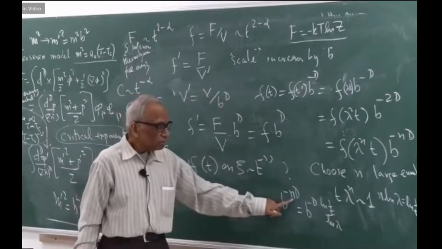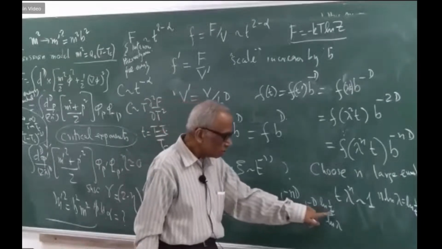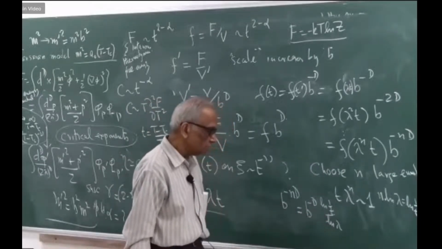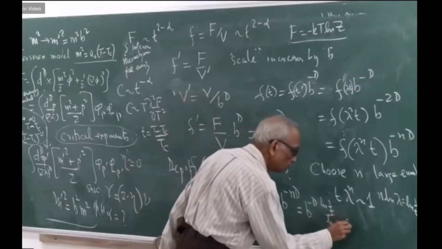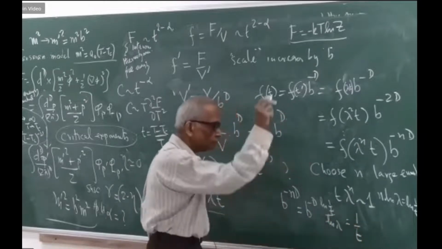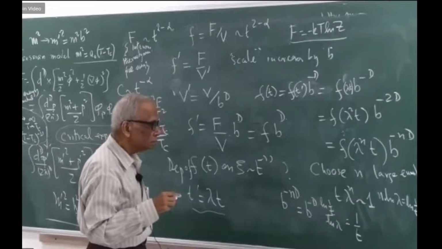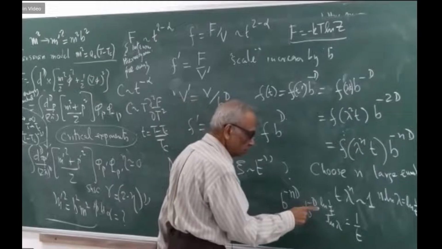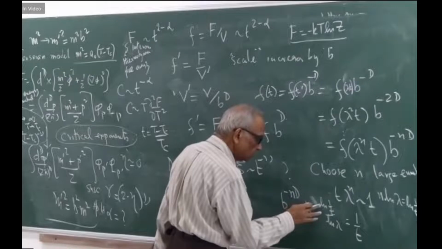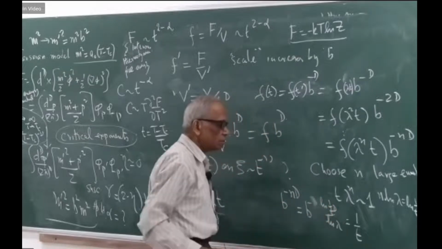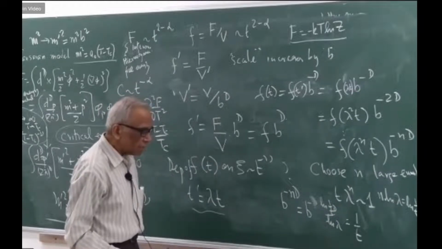So b to the power minus nd is b to the power minus d log of 1 over t over log lambda, which is equal to 1 over t. So let me write this as d log of 1 over t to the power d log of lambda.